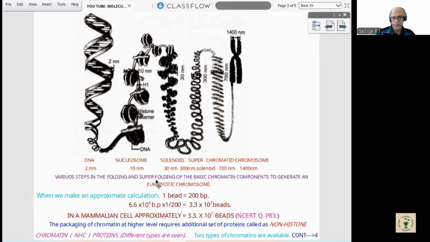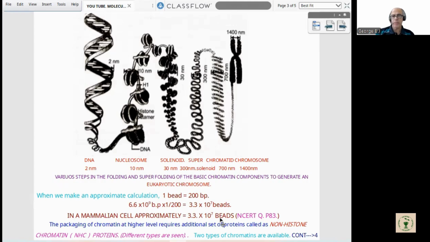I think the idea is clear. Now, a small problem connected with NCERT. How can we make an approximate calculation? In a bead, connected with the nucleosome, there will be 200 bases, 146 plus 54, 200 base pairs. So when we come to a mammalian cell, this value will be familiar, 6.6 into 10 raised to 9 base pairs into 1 by 200, because 1 by 200 means in a nucleosome, 200 base pairs. So that will give you 3.3 into 10 raised to 7 beads. So in a mammalian cell, approximately 3.3 into 10 raised to 7 beads will be there.